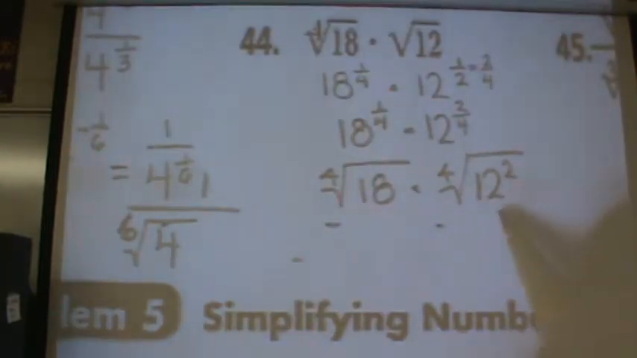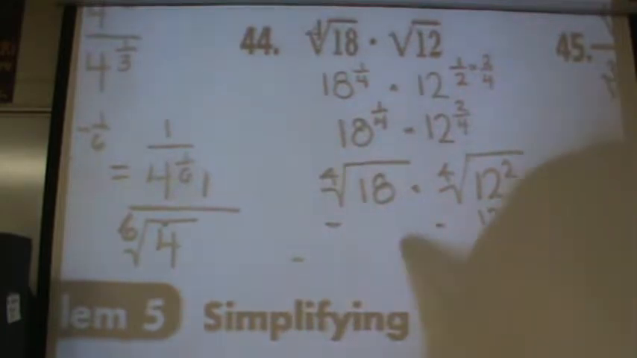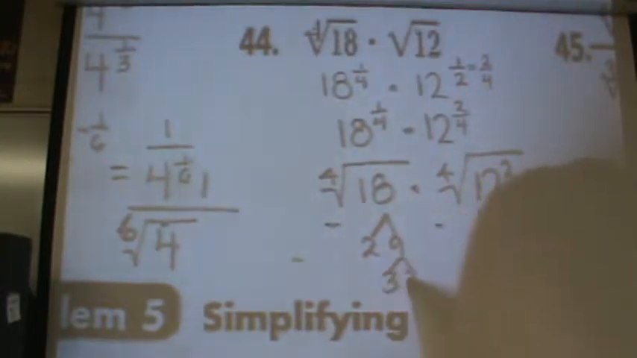Now, can you break 12 up? 12 squared is 12 times 12, which is 144. I'm just breaking this up. And 2 times 9. 3 and 3.